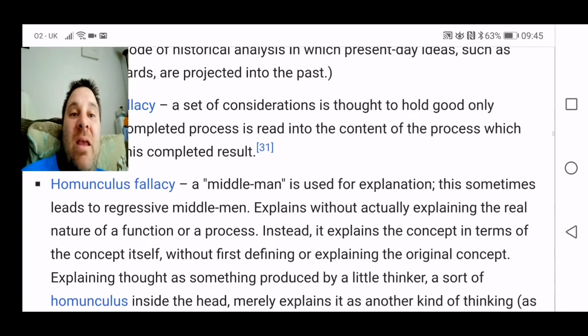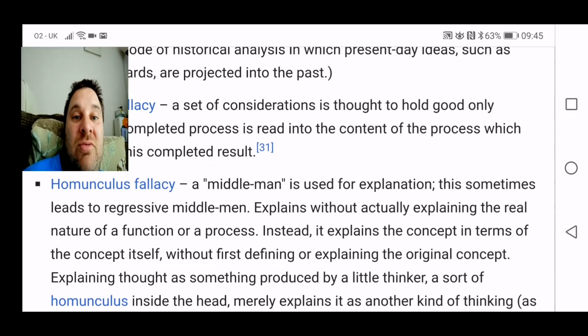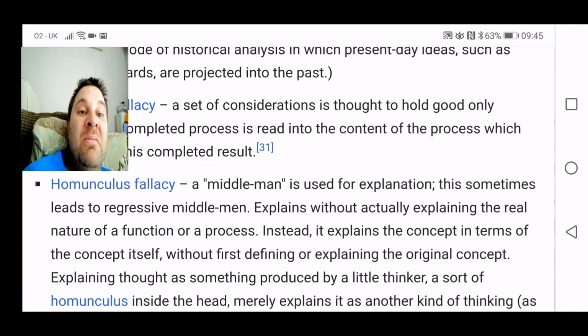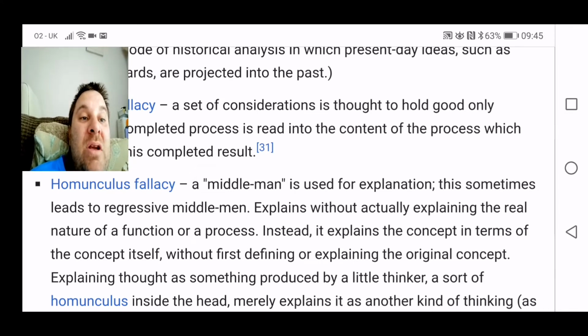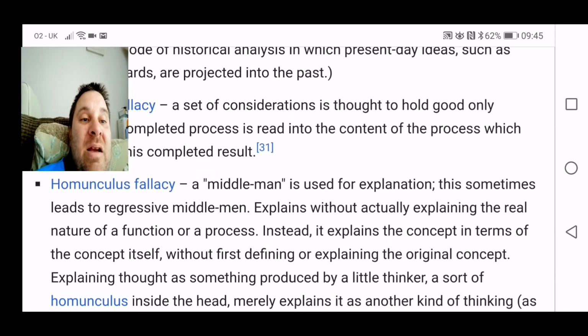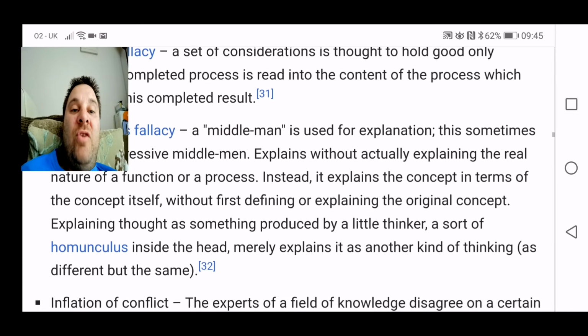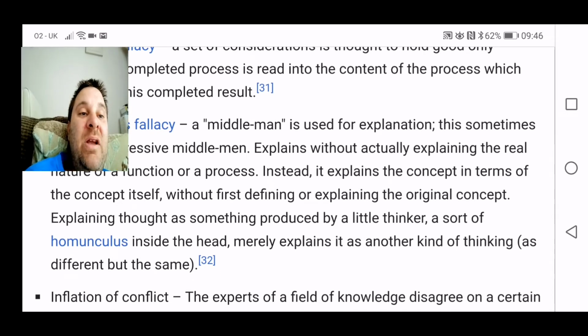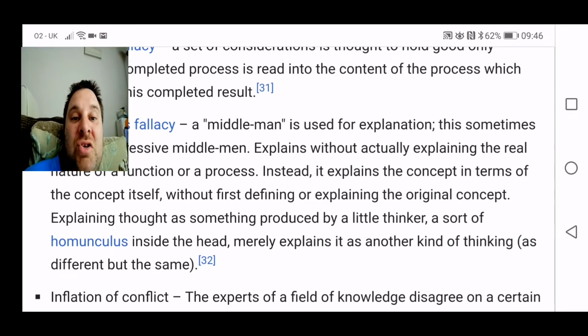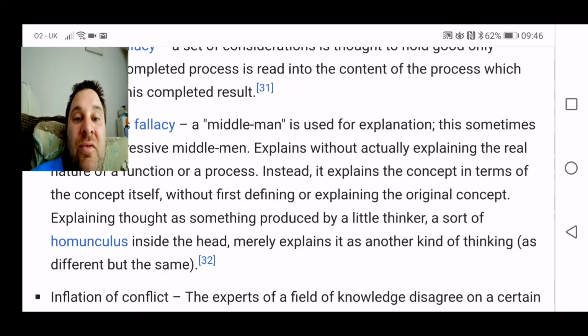Homunculus fallacy. A middleman is used for explanation. This sometimes leads to regressive middlemen. Explains without actually explaining the real nature of a function or a process. Instead, it explains the concept in terms of the concept itself, without first defining or explaining the original concept. Explaining thought as something produced by a little thinker, a sort of homunculus inside the head, merely explains it as another kind of thinking, as different but the same.